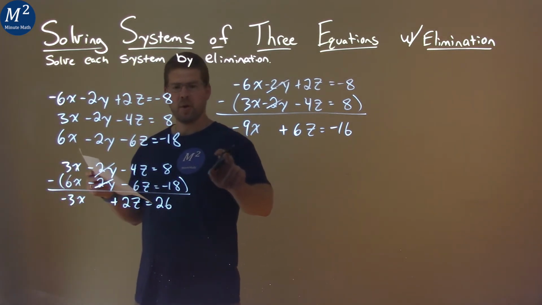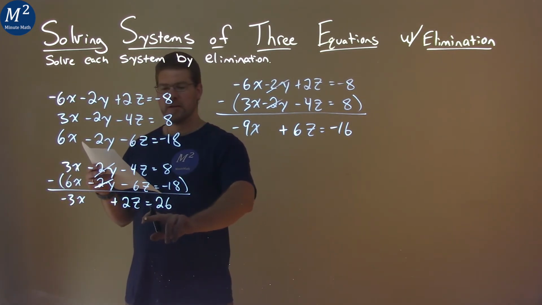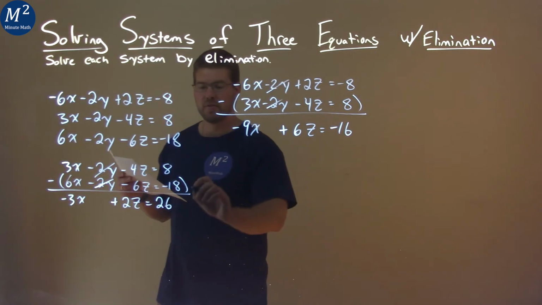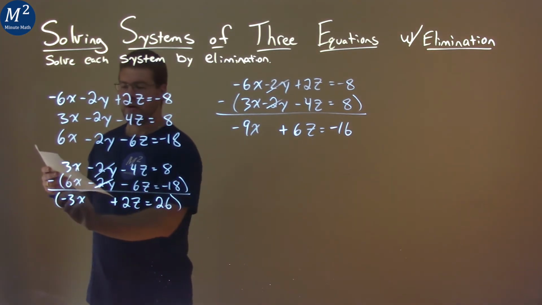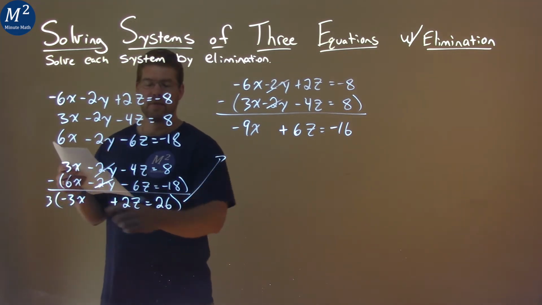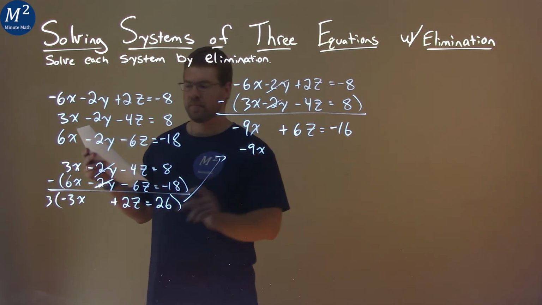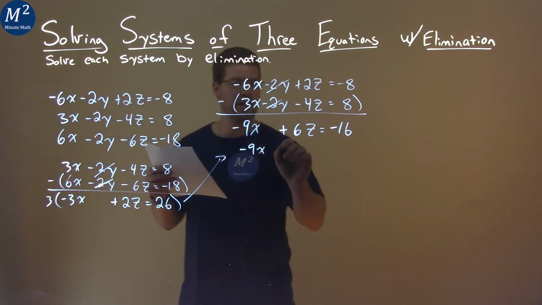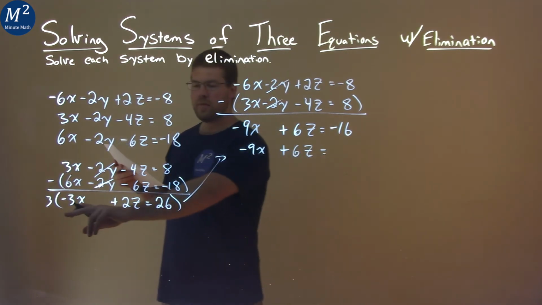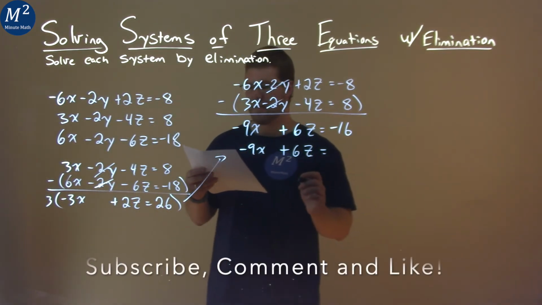Well, I know I can eliminate. If I multiply the second equation by 3, I get negative 3x times 3 is a negative 9x. So let's do that. I'm going to take this whole thing, multiply it by 3, and put it up here. So 3 times negative 3 is a negative 9x. 3 times 2z is a 6z. And then 3 times 26 is a 78.